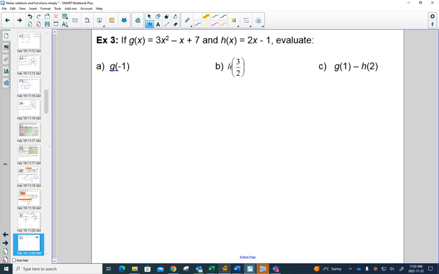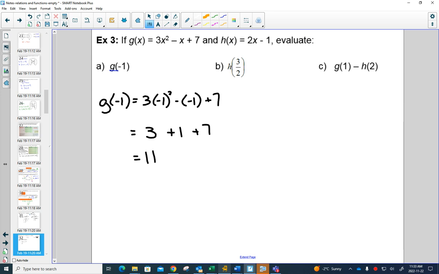Here, g of x, if I gave you this one as the function, that would take even longer than the x squared plus x plus 1. This one would have been really tough to figure out. But anyways, g of negative 1, that means wherever there's an x, it gets replaced by a negative 1. And again, we have to do our order of operations. So negative 1 squared will be positive 1. So this will become 3 minus a negative 1 plus 7. It'd be 11. It's 11.